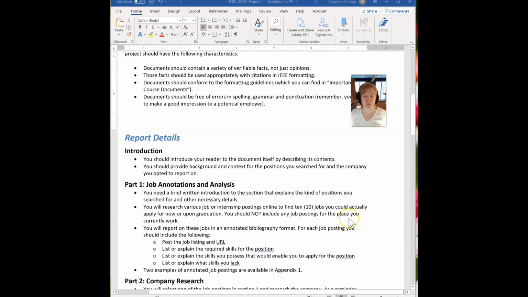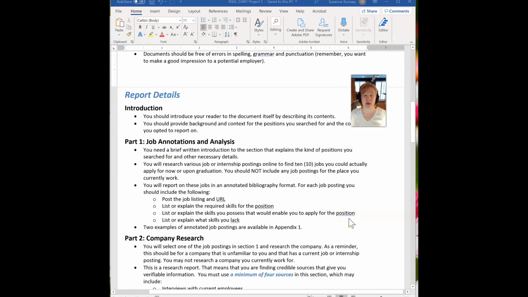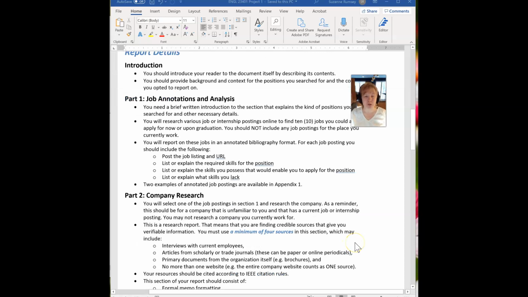All right, so report details. The first thing you're going to have is an introduction. I wouldn't actually start writing the introduction until you've done the other two parts, because the introduction needs to, well, introduce what's contained in the report. You're not going to know what is contained within the report until you do the report. So I would almost advise you saving the introduction until the end. You're going to provide some background and some context for the positions that you found and the company you chose to research. Okay, so the first part is job annotations and analysis.